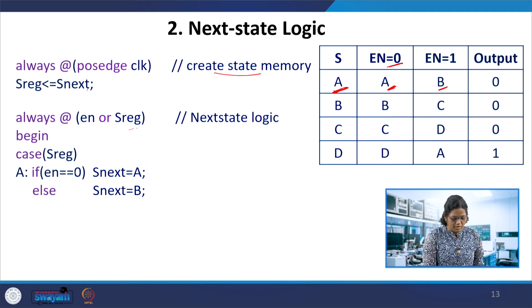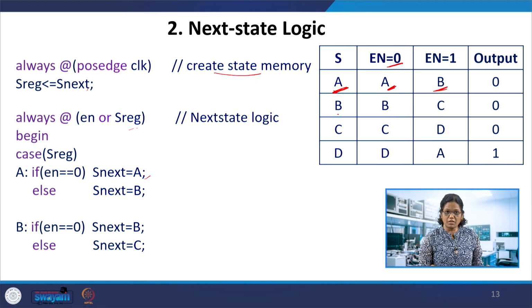So, here if enable is 0, S next is A, S next is simply equal to A. You see the blocking assignments equal to A, else next state will be B. That is the case A. This is using the case statement, simple. And the next case statement is B, where if enable is 0, stay over there, S next is B, or it is going to be S next equal to C.